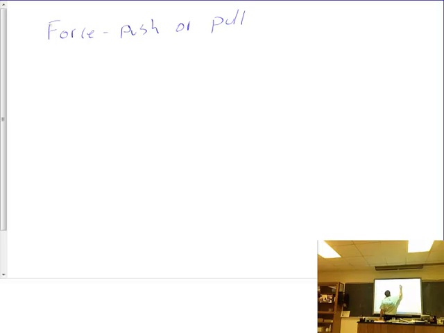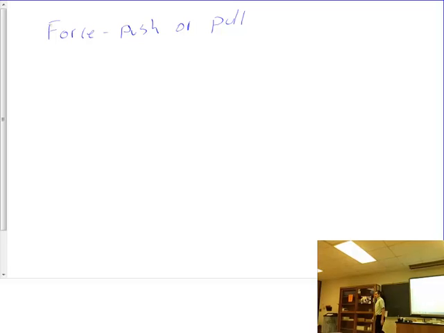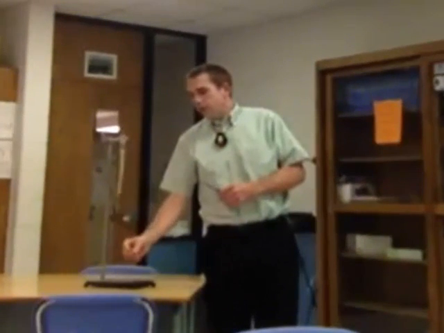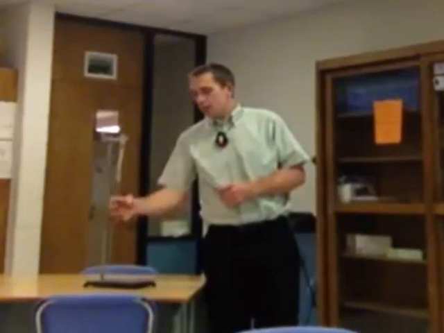Okay? For instance, if I come over to this object I've got hanging on this spring over here, this little 100-gram mass, if I give it a pull down, I exert a force, and then the spring exerts a force back, and the object starts to oscillate. Okay? So force is a push or a pull.